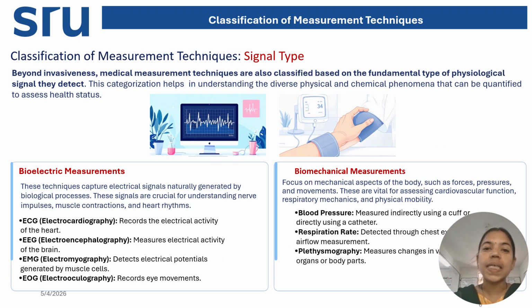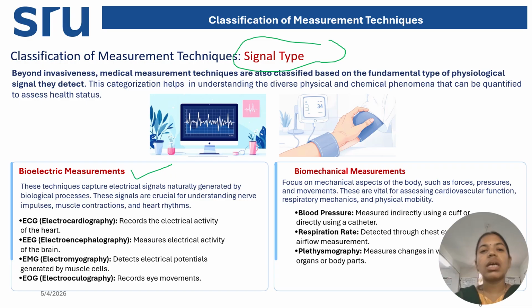Next one, based on the signal type. So what signal we are going to measure, based on that also you can classify. This is based on the signal type. Beyond invasiveness, medical measurement techniques are also classified based on the fundamental type of physiological signal that they are going to detect. This helps in understanding the diverse physical and chemical phenomena that are quantified to assess health issues. So first one is the bioelectrical measurements.